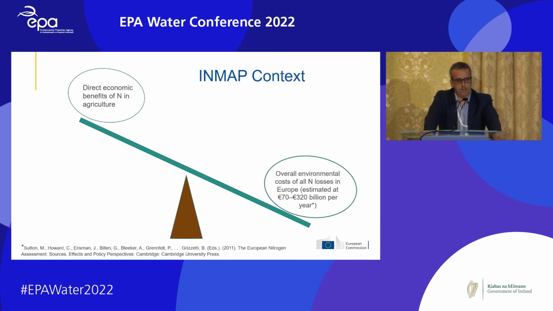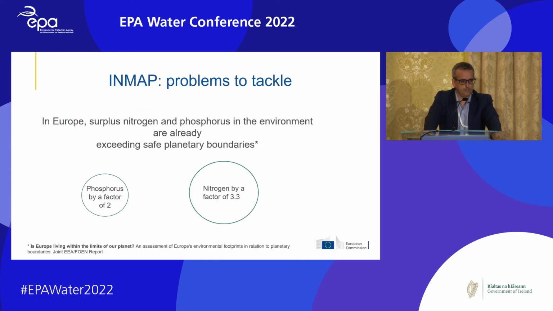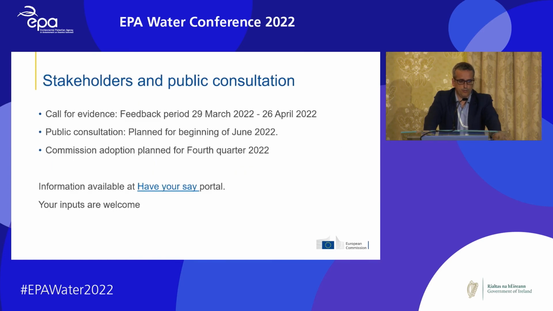The context of the INMAP, this is a figure in the European Nitrogen Assessment, is that there is an issue with phosphorus. Well, this concept of planetary boundaries: in Europe they are surpassed by 2 in the case of phosphorus and by 3.3 in the case of nitrogen. And just to finish, it is already published in the Have Your Say portal.